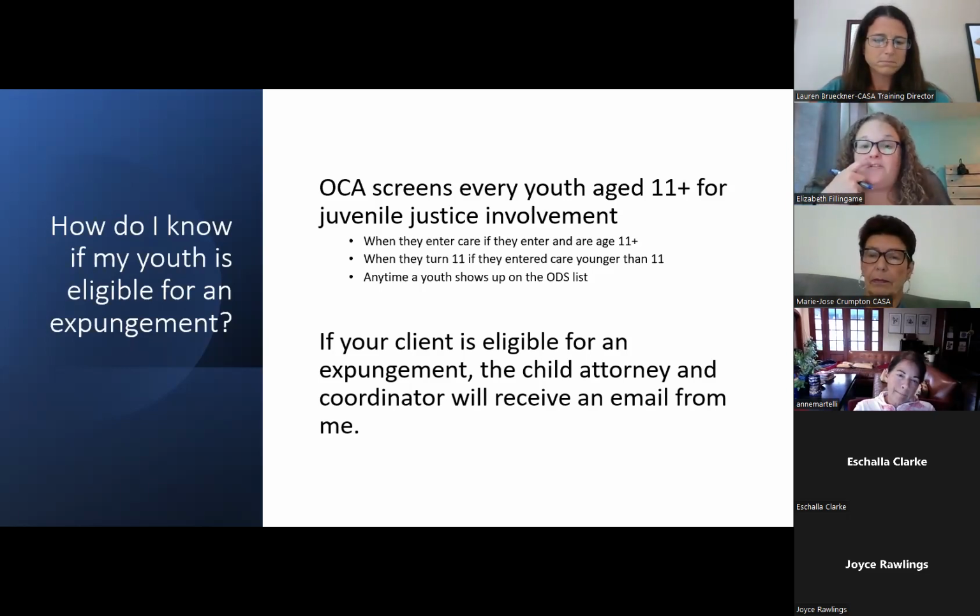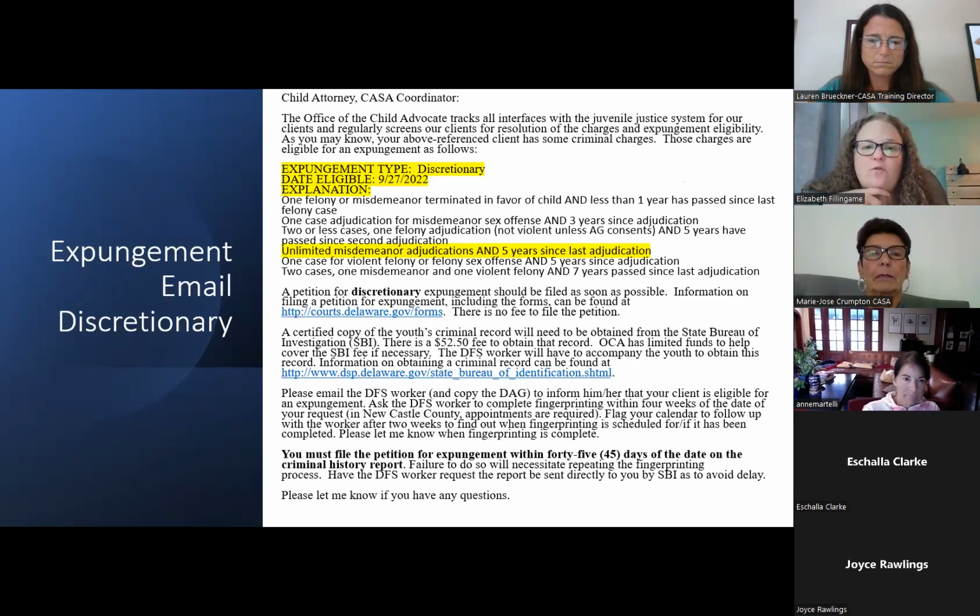All right. So if your client is eligible for an expungement, then the child attorney and the coordinator get an email from me. And this is what that email looks like. So this is for a discretionary expungement. It tells them the type of expungement they're eligible for and the date they were eligible. It's got an explanation. The format got a little bit messed up when I copy and pasted this into PowerPoint. Usually the lines underneath where it says explanation have bullet points, and I highlight the one that is relevant to this particular youth, so that they also know how long they have to wait from that eligible date. And then it gives them some directions, right?